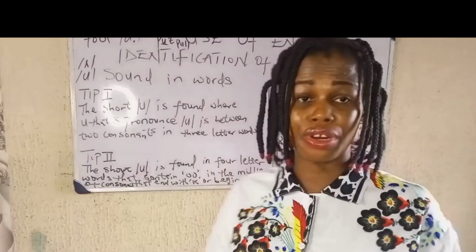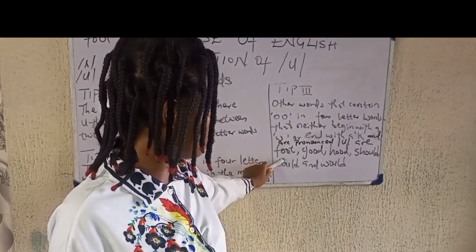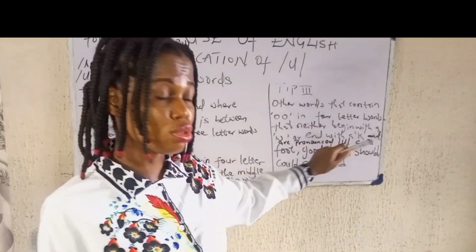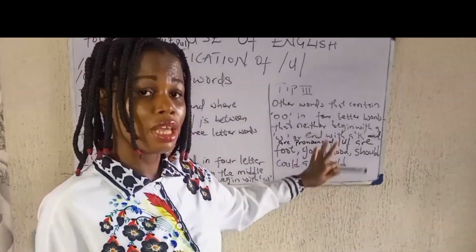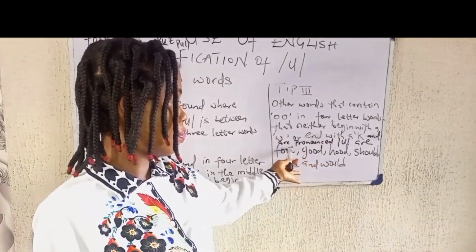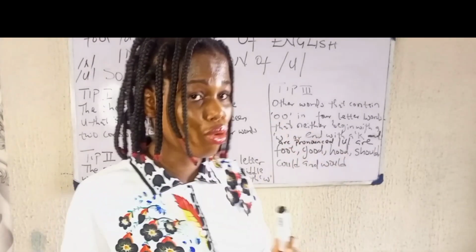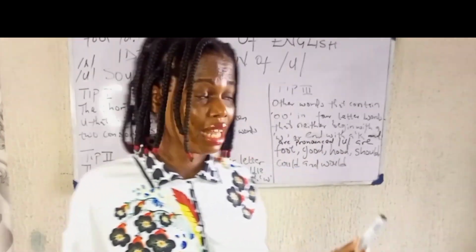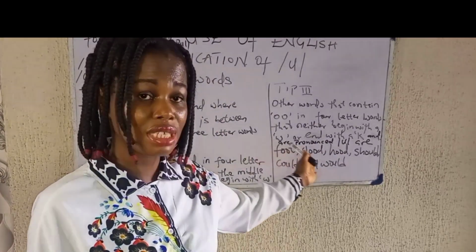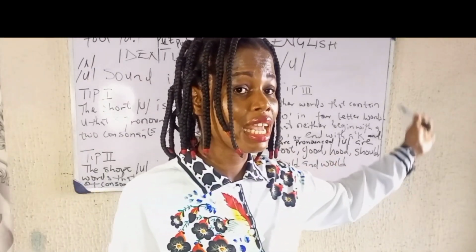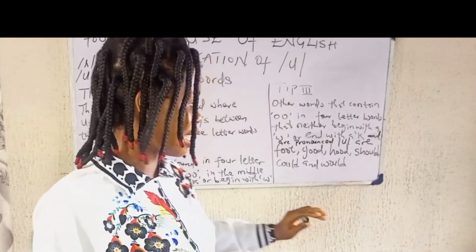These three words: good, food, and hood. These three words are the words that contain oo between two consonants, where the first letter is not a w and the last letter is not k.